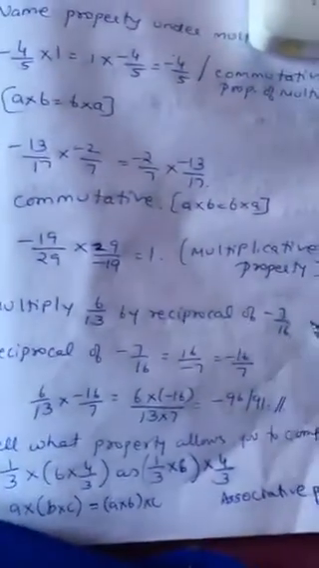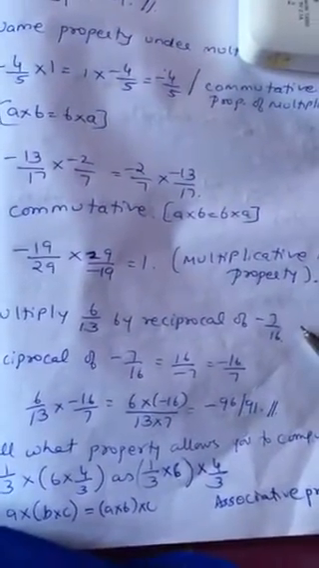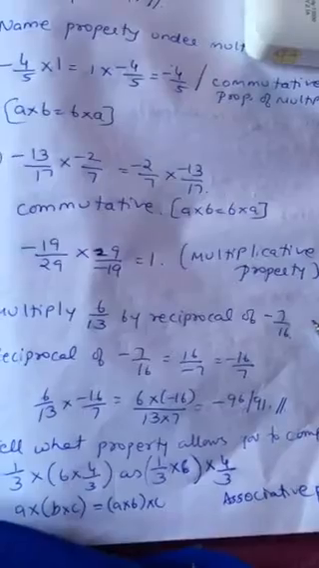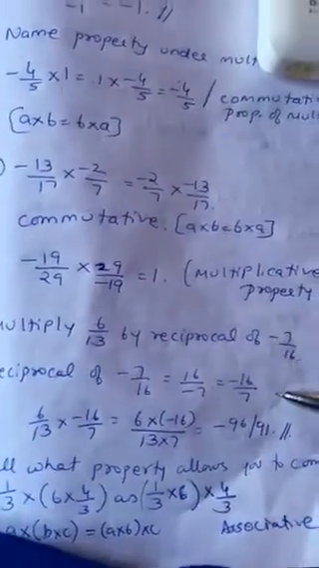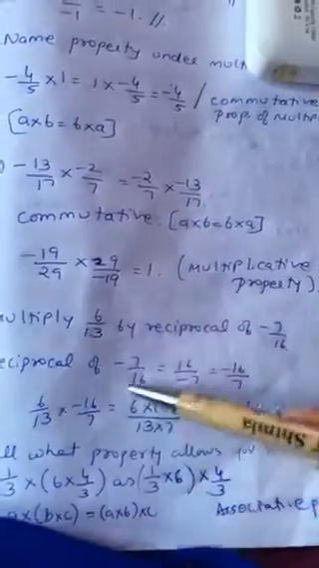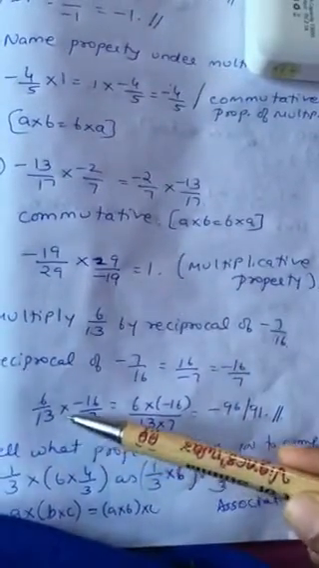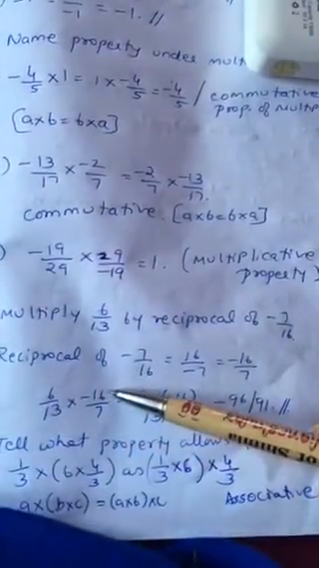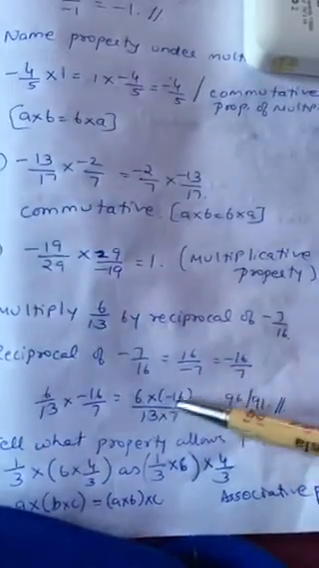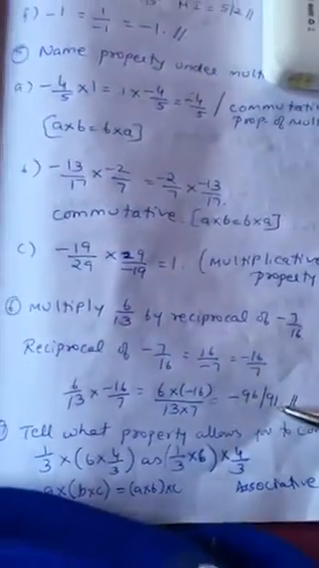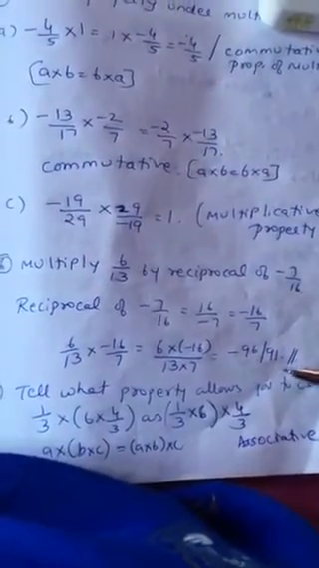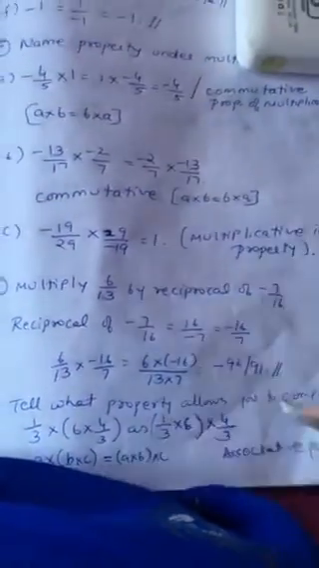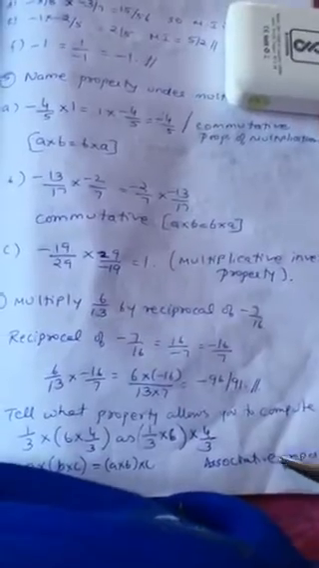Here reciprocal of minus 7 by 16 is 16 by minus 7, which is equal to, standard form is minus 16 by 7. So this is the standard form. Okay. So we have to multiply 6 by 13 into the reciprocal. So it's minus 6 by 7, which becomes, just solve it and becomes minus 96 by 91, which is the required answer. Now next question is, tell what property allows you to compute this.